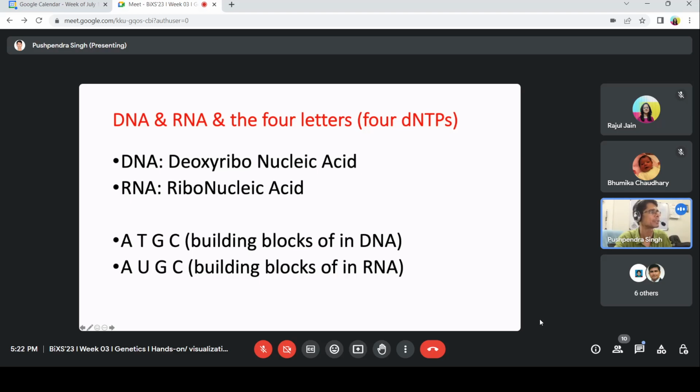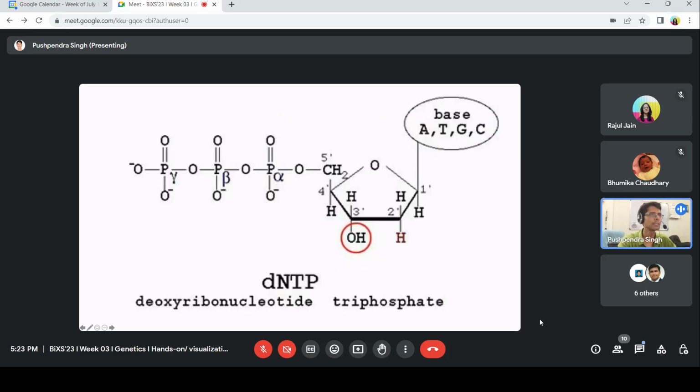Thymine, guanine, and cytosine. Whereas in RNA, the T is converted into U. It's replaced by uracil. Instead of thymine, it is uracil. And the other three letters are the same. A, G, and C are present in RNA also. But in DNA, thymine is present, whereas in RNA it's uracil. So let's see how these look.